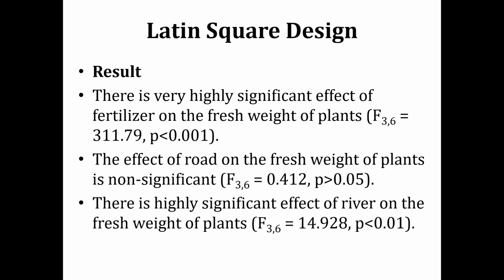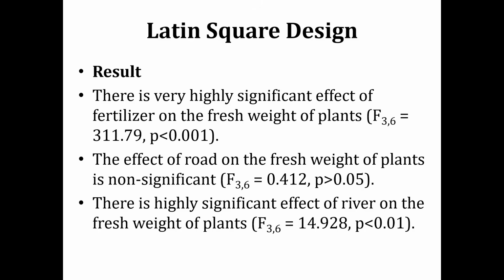Then we have the result for our gradient B, which is our river gradient, and we can see that there is a highly significant effect of river on the fresh weight of plants. So the F value at degrees of freedom 3 and 6 is 14.928, and the probability is less than 0.01. So this is how we do the calculations for Latin square design.